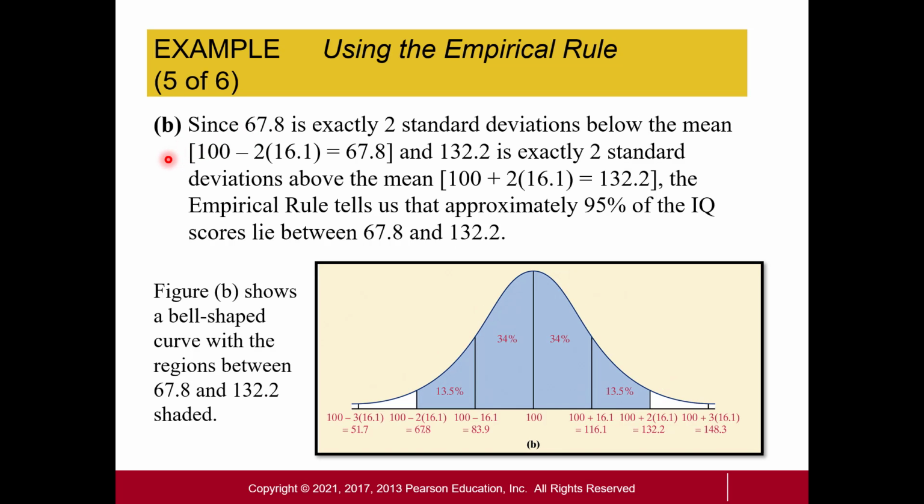Okay, so for question B, it asked what percentage of students had IQ scores between 67.8 and 132.2. And nice enough, those are actually both exact standard deviation values away from our mean. So 67.8 was exactly 2 standard deviations below the mean, and 132.2 was exactly 2 standard deviations above the mean. And so just by the facts of the empirical rule, we know that that means that 95% of the IQ scores were between those numbers.